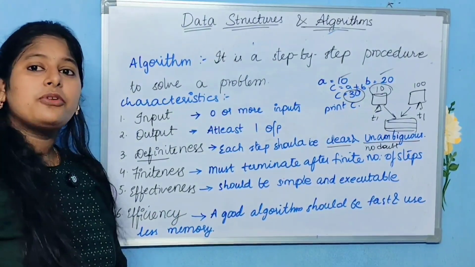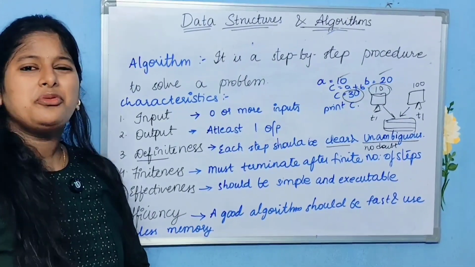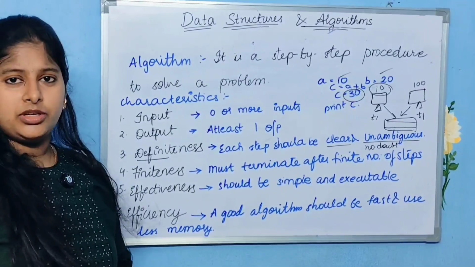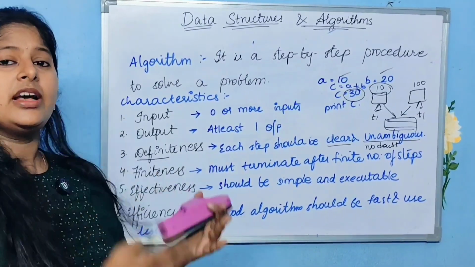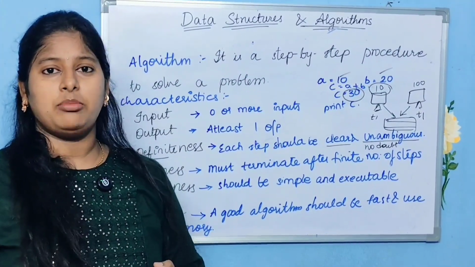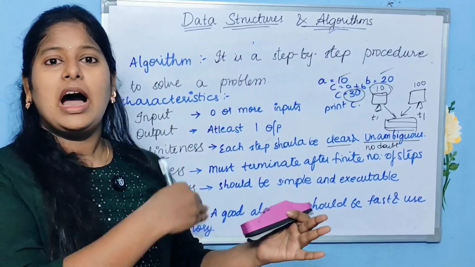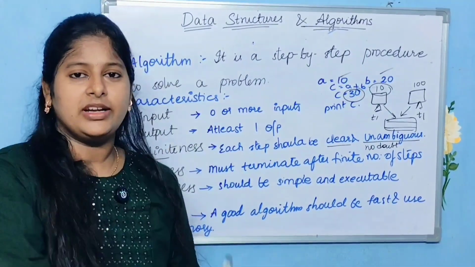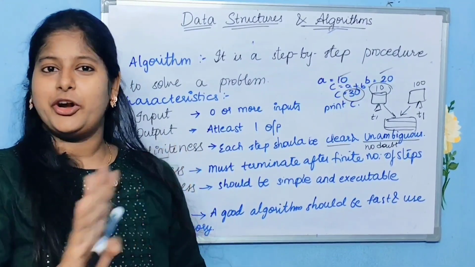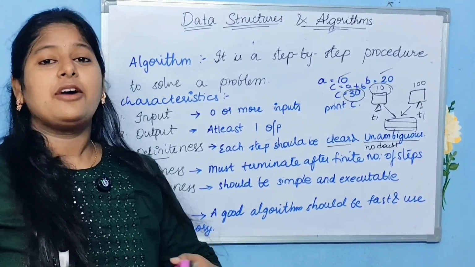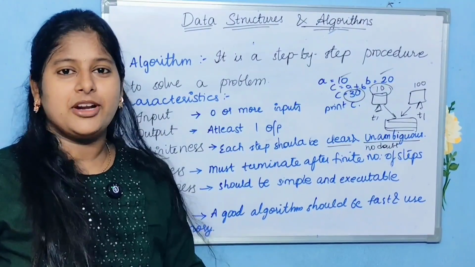What is meant by finiteness? What is meant by finite? It should be countable. It should not run as a loop. You know, you will be watching time machine movies. One act will be performed. After that, it goes to the loop and the same act will be performed. It should not happen like that. After a few number of steps, the program should stop.